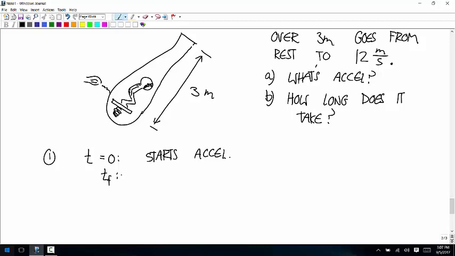Time final, what's that going to be? That's going to be once he's gone 3 meters. And the reason that's going to be time final is because we know the velocity there too. And we also know something about the position, because we know that distance is 3 meters.